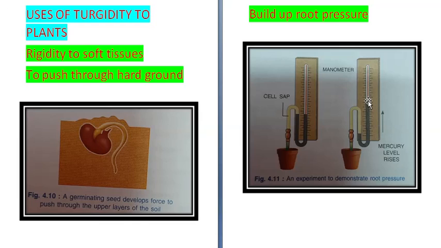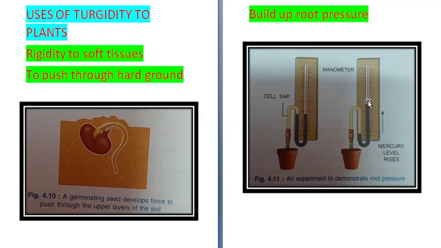So this rising of mercury in the manometer shows that upward flow of water is taking place due to heavy pressure from the roots. This pressure is called root pressure. So root pressure is a pressure developed in roots due to continued inward movement of water through cell to cell osmosis, and this helps in the ascent of sap upward through the stem.